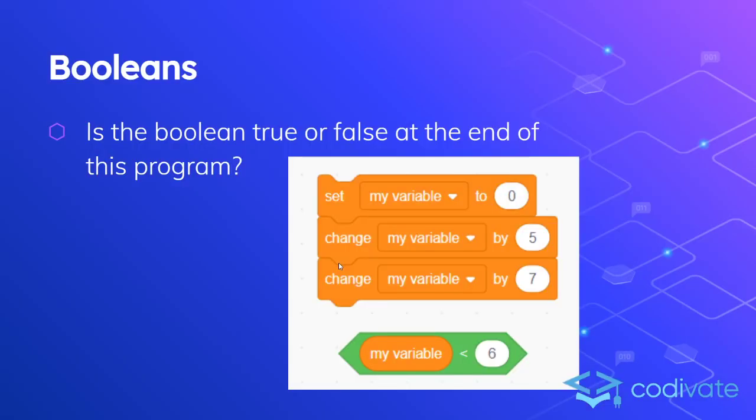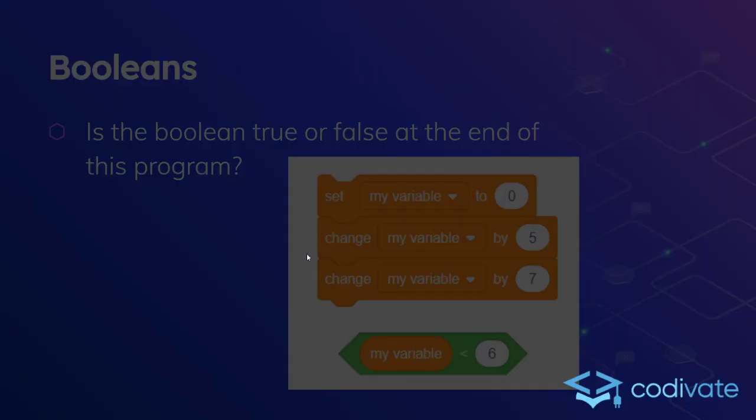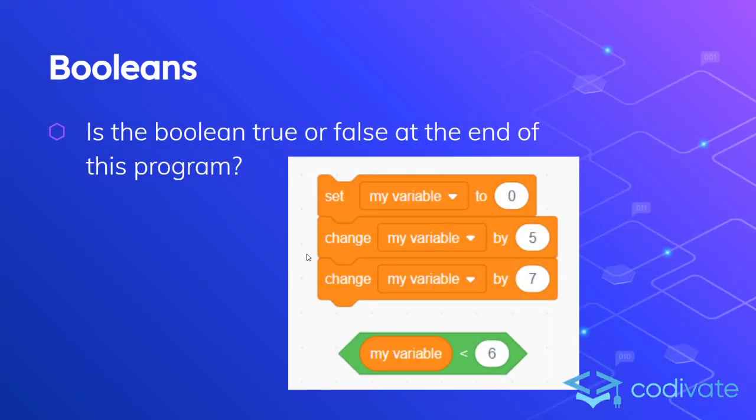Next thing with Booleans. Now, more complicated one. Will our Boolean give us true or false at the end of this program? Alright, so the answer is false, and here's why. So first, the variable is 0, because we're setting it. So it doesn't matter what it was before, it's now 0. Changing the variable by 5 adds 5 to the number. So 0 plus 5 is 5. So now the variable is equal to 5.